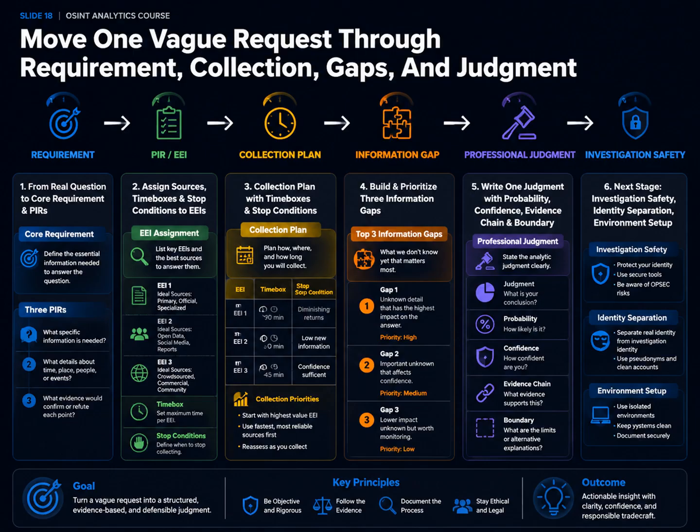This is also the Stage 2 project. Start with a real question and write 1 core requirement plus 3 PIRs. Map the key EEIs, 2 sources, time boxes, and stop conditions. After a small collection pass, build 3 information gaps and prioritize them by impact and fillability. Then write 1 professional judgment with time horizon, event probability, analytic confidence, 2 supporting items, 1 counter evidence item, the largest gap, conclusion boundary, and update conditions. Submit 4 connected artifacts: requirement and PIR EEI table, collection plan, information gap table, and professional judgment card.